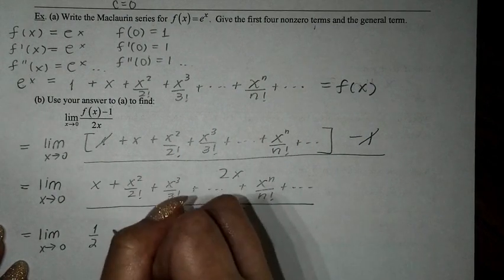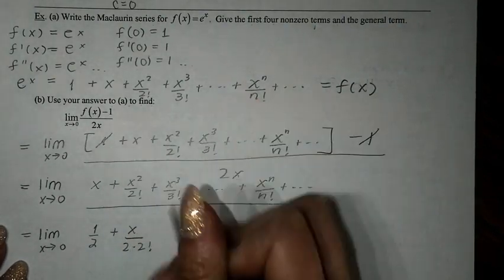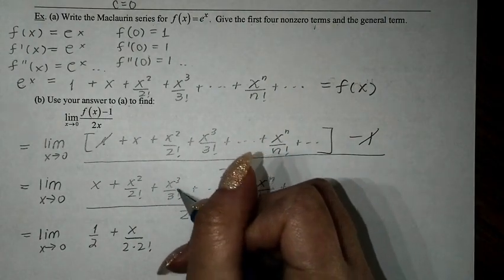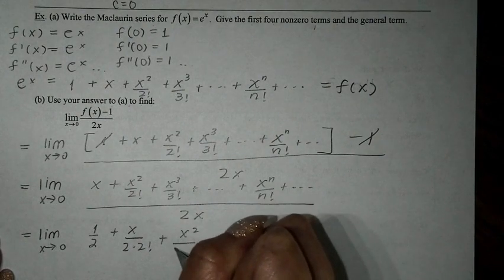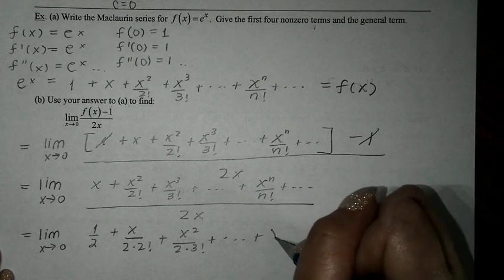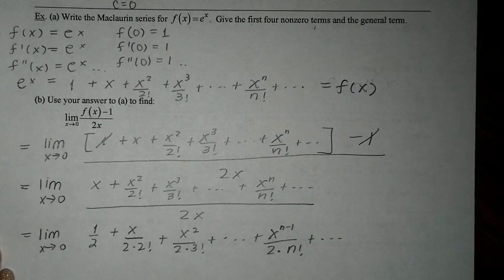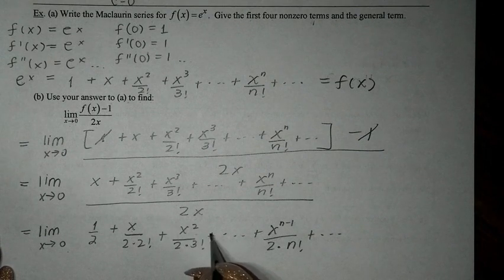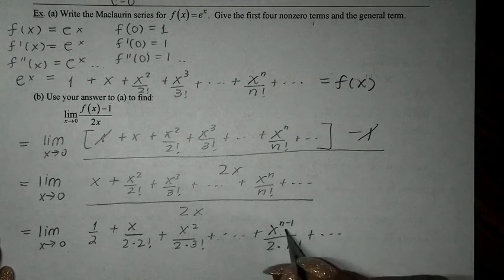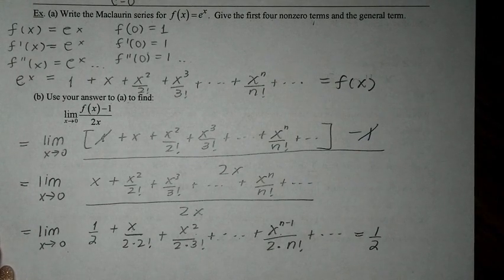This term that you have here would be plus x divided by 2 times 2 factorial. Then the following one would be plus x to the power 2 divided by 2 times 3 factorial plus dot dot dot. Then you would have x to the power of n minus 1 divided by 2 times n factorial plus dot dot dot. Okay, so this is what you have. Cool. Now, if x is approaching 0, what happens to this guy? That's 0. What happens to this guy? That's a 0. The dot dot dot, zeros. How about this one? Zeros. For the rest of the time, zeros. So what do you have? This is a 1/2. Are we okay with that? So yay, we are done via the Taylor polynomial.